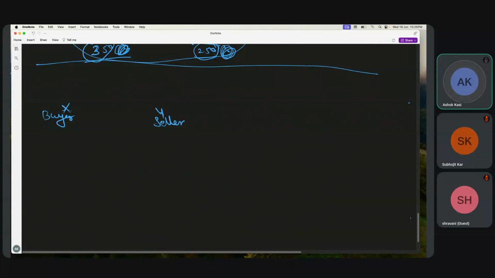Okay, buyer and seller. Now buyer says, look, I like your home. If at all I decide to buy, I will pay you, let's say, 10 lakhs. I will pay you 10 lakhs. But then, so the amount is decided.